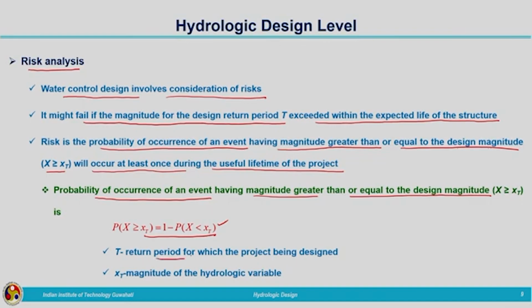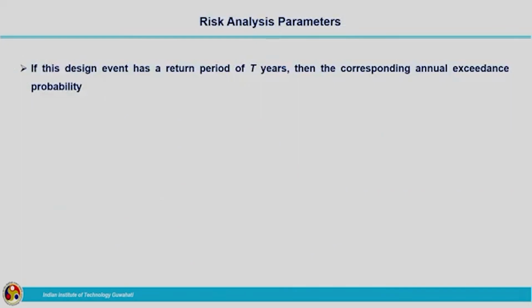T is the return period for which the project is being designed, and x of t is the magnitude of the hydrologic variable, that is, the threshold value which we are fixing for the hydrologic variable. Now, how to calculate this in terms of return period? If this design event has a return period of t years, then the corresponding annual exceedance probability can be calculated by using P is equal to 1 by t. How this P is equal to 1 by t comes about, we have already derived in the previous module.